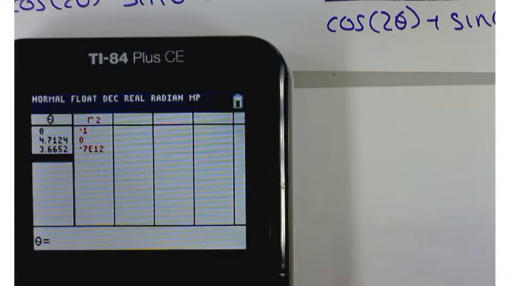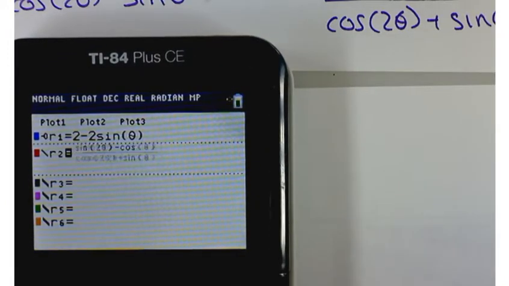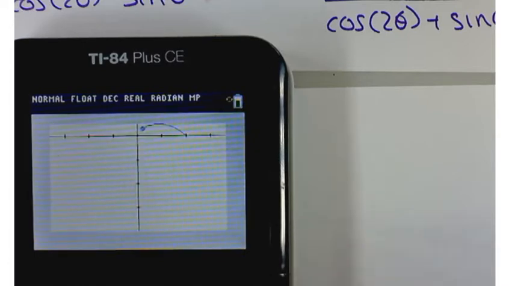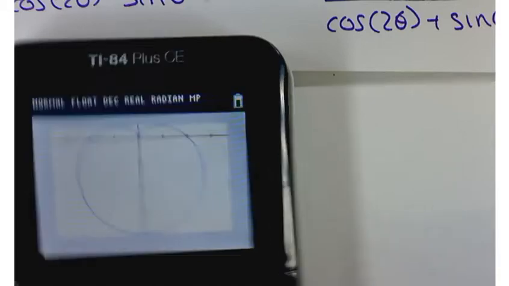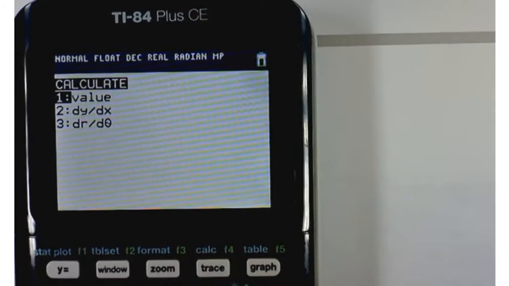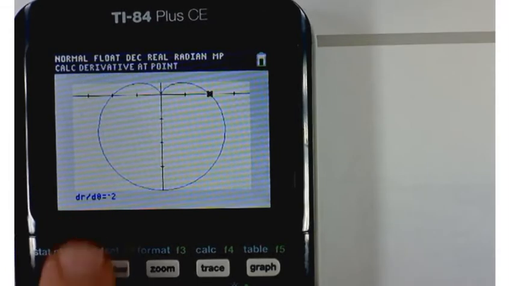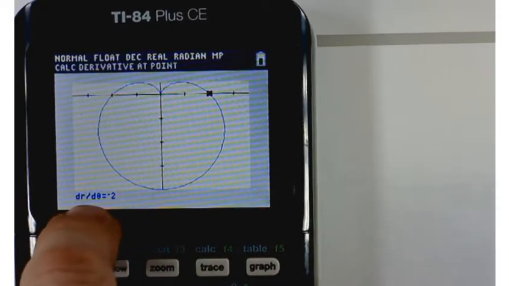Now, let's go back to the graph though. So let me shut this off down here and go back to the graph. And I want to point out something important about the graph. If you hit the calc key, so second and then calc, it gives you a couple different options. One of them is the slope of the tangent line. We already calculated that. This one is how fast the radius is changing as you change theta. So let me choose this third one and calculate dr by d theta at 0. So you press the 0, this line opens up down here, and there you go. The rate of change of r with respect to theta is -2.